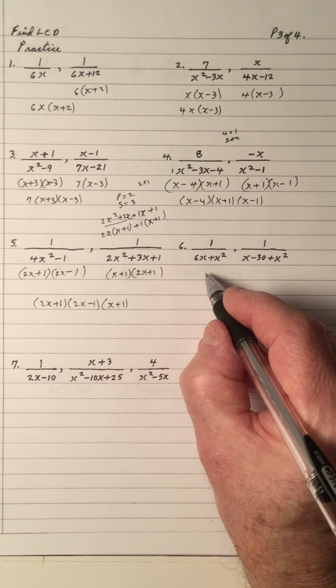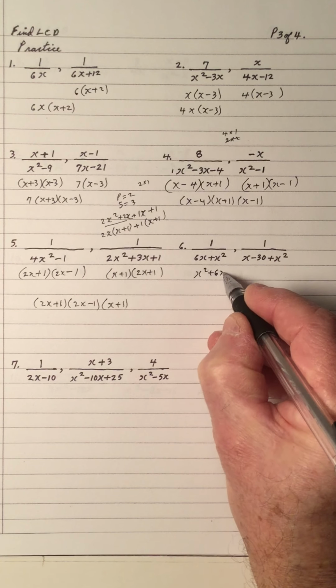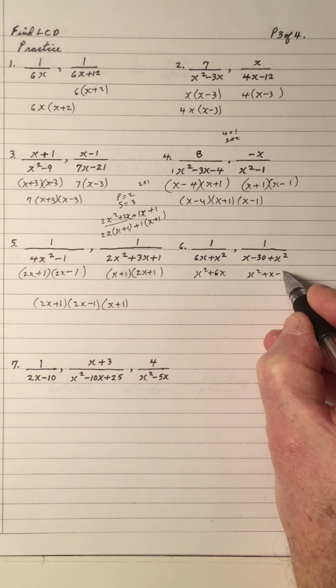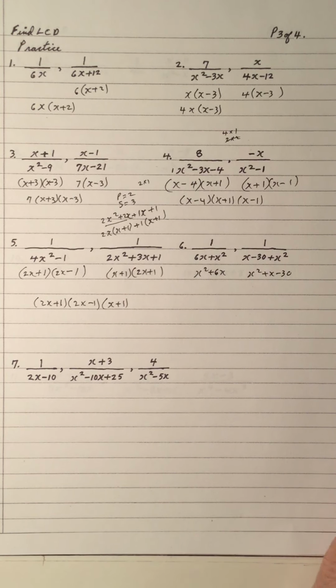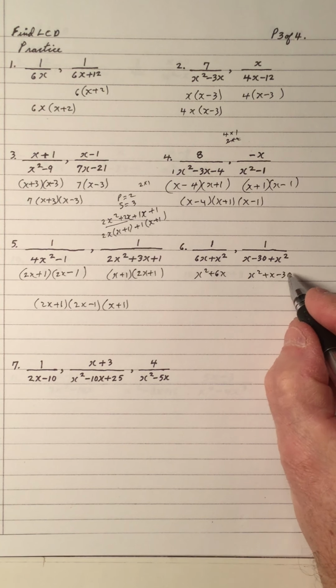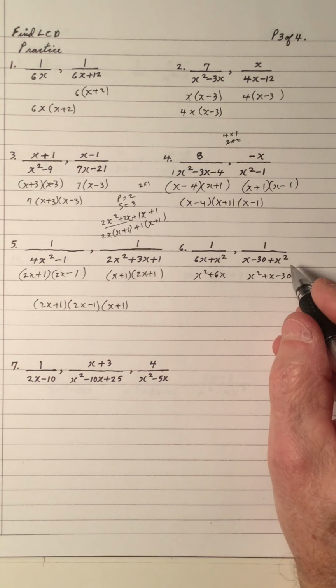Number 6, I have to go with descending order. So I have to go with x squared plus 6x, and I have to go with x squared plus x minus 30. Descending order in order to factor makes it easier to factor. Notice I didn't change the signs because there's no equal sign. I'm not transposing across the equal sign.